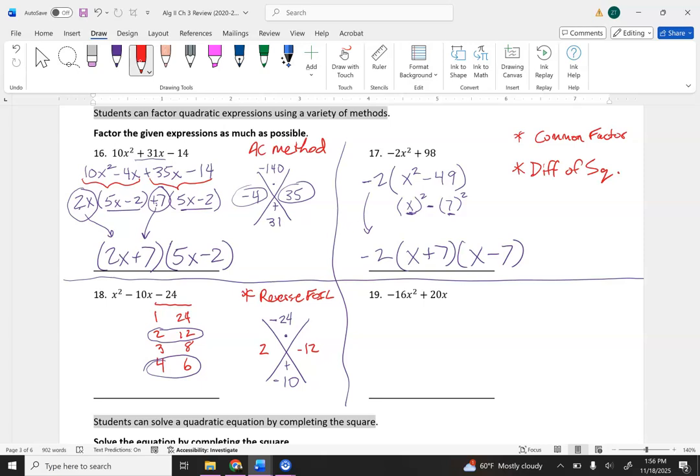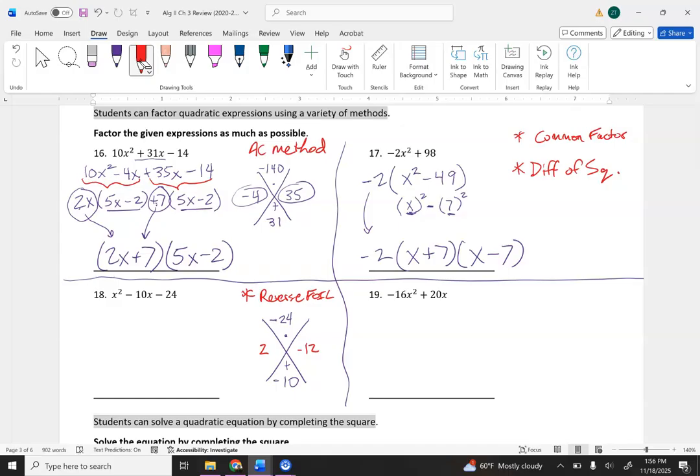I've seen a lot of students make mistakes with this, where they take the 4 and the 6 and they try to make it fit the negative 10 and the negative 24. The negatives and positives actually don't work out. So the 2 and the 12 is the only one that makes sense.